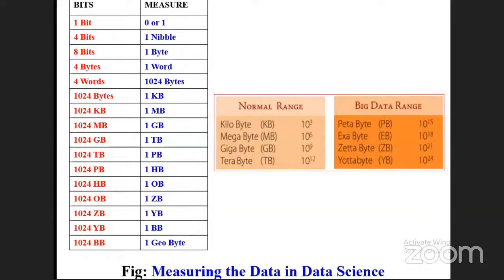If you compare the normal range and the big data range, kilobyte is 10 power 3, gigabyte is 10 power 9, terabyte is 10 power 12. Then in the big data range, 10 power 15 is called 1 petabyte. 10 power 18, exabyte. 10 power 21, zettabyte. 10 power 24, yottabyte. 10 power 27, 1 brontobyte. 10 power 30, 1 geobyte. That is the maximum measurement of the mathematics range.